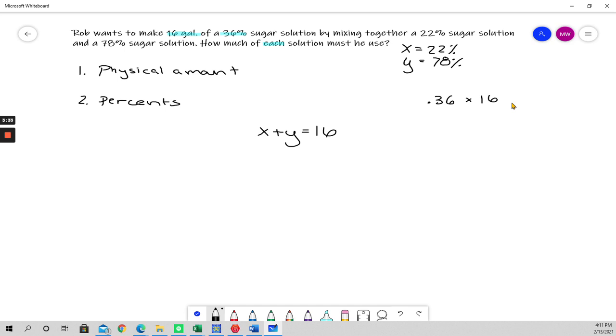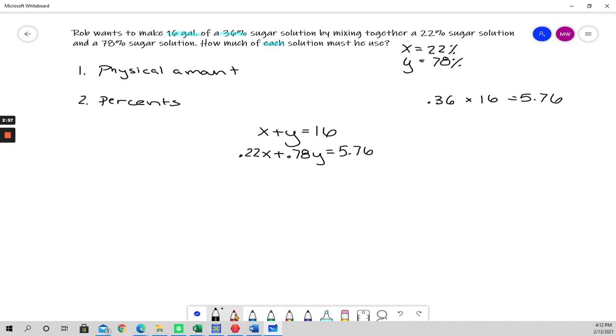Now, 36% of 16 is 5.76. So of this sugar solution, 5.76 gallons of it is going to be solid sugar. Okay. Now, what I can say is that 0.22x plus 0.78y has to equal 5.76.